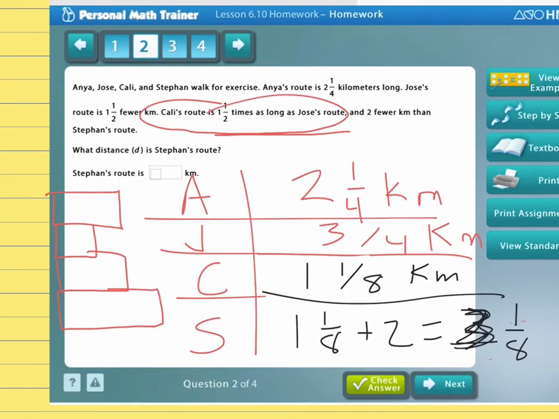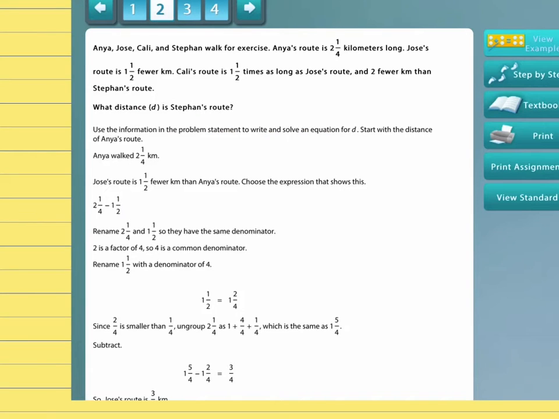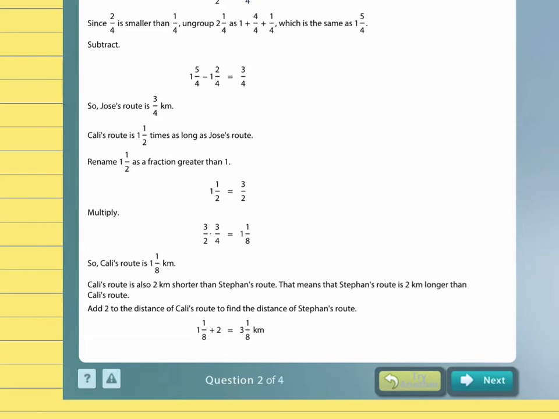Let's check out Think Central's thinking on the next slide. So this is a 2-slide explanation. Think Central did exactly what we did here. They did 2 1/4 minus 1.5. They got that answer there, and that was 3/4. And that shows us that 1.5 times 3/4 is 1 1/8, and then 2 more than 1 1/8 is 3 1/8. So that is our answer, and we got it right. Your numbers are going to be different, but just plug in the same procedure and formulas and model to solve the problem.